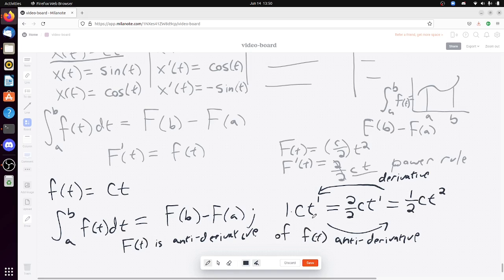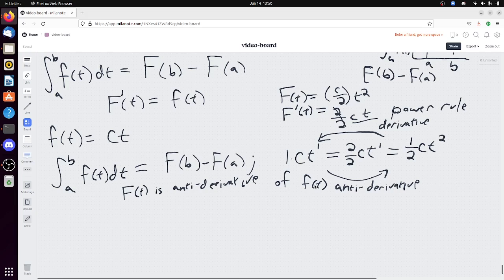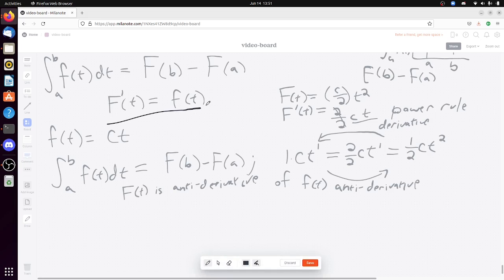So if you're given a little f of t and you want to find the antiderivative, you've got to find the function big F of t such that the derivative of big F of t is little f. It's basically what's represented up here.